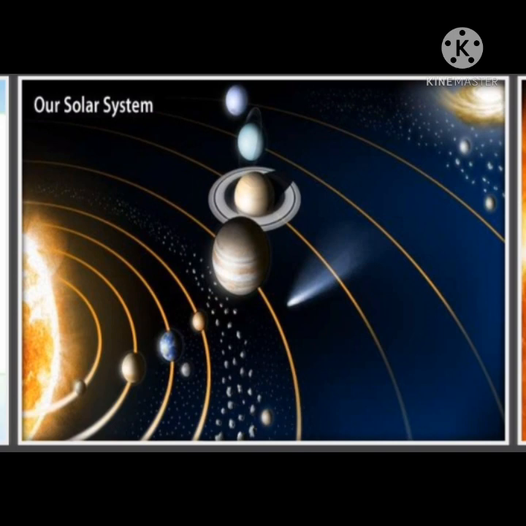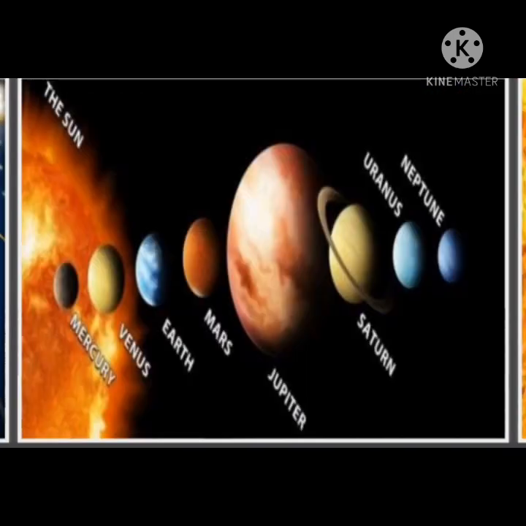The next topic is how the planets are placed. According to this, the planets are arranged: Mercury, Venus, Earth, Mars, Jupiter, Saturn, Uranus, and Neptune. The picture clearly indicates that Jupiter is the biggest planet and Saturn has a ring around it. We will discuss that now. Now let us see about the sun.